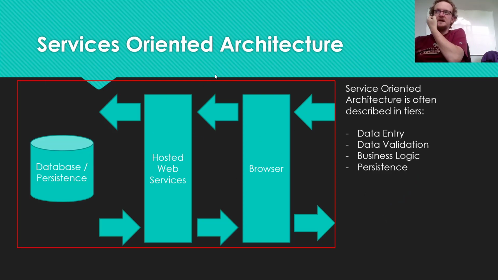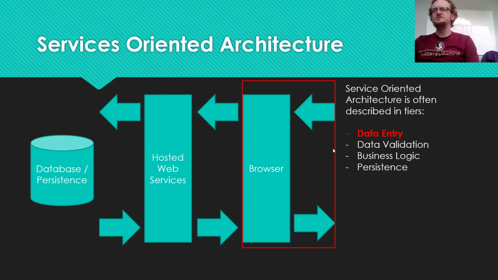This whole thing is called services-oriented architecture, or multi-tiered application development. It's usually described in 4 tiers, but you can see this broken down into many different tiers, and I'm just going to talk about the base case. In the base case, we have data entry, which happens through the browser. So this is text boxes, drop-down boxes, search boxes, buttons, and all that kind of stuff that takes information from the user and pushes it down into a web service.